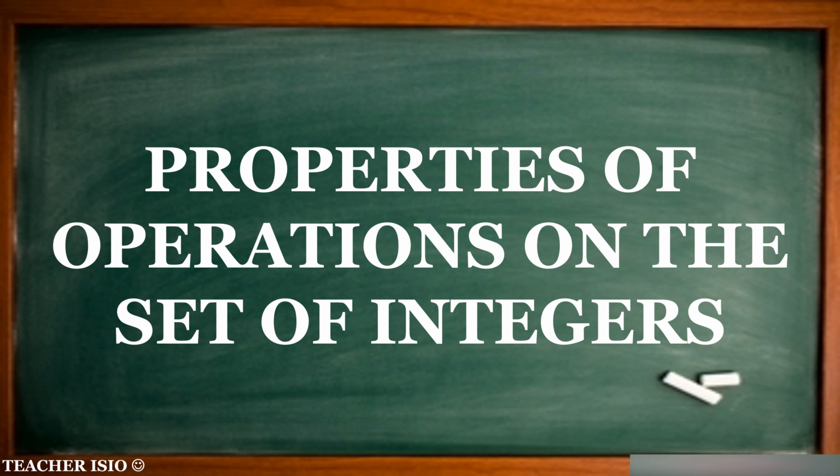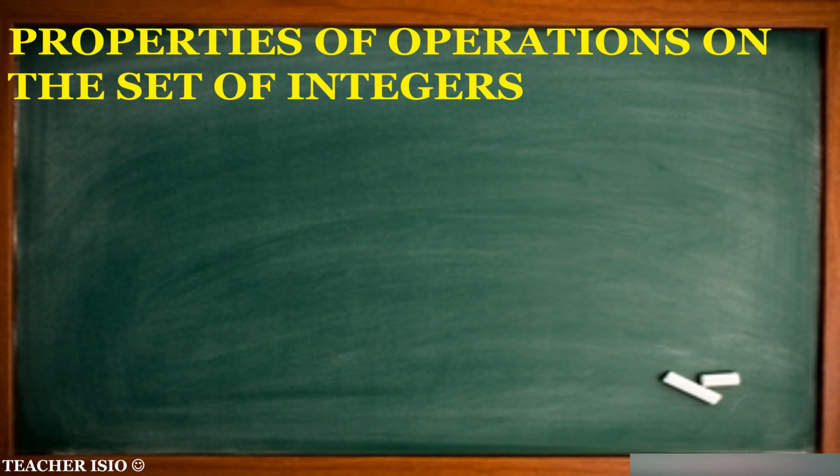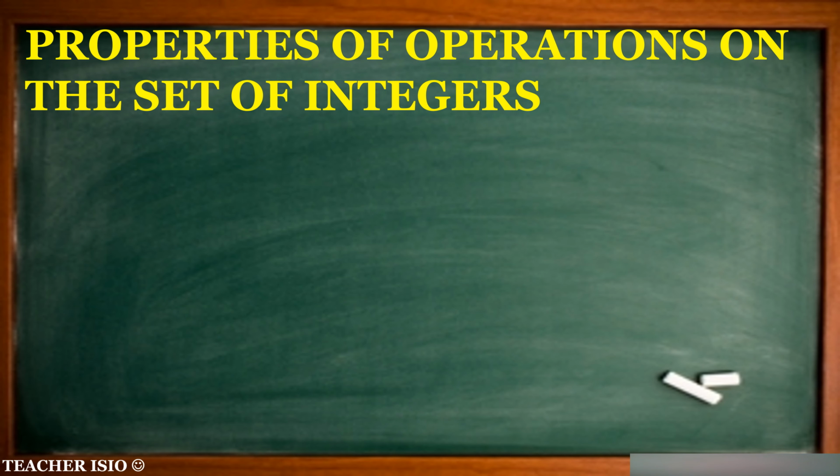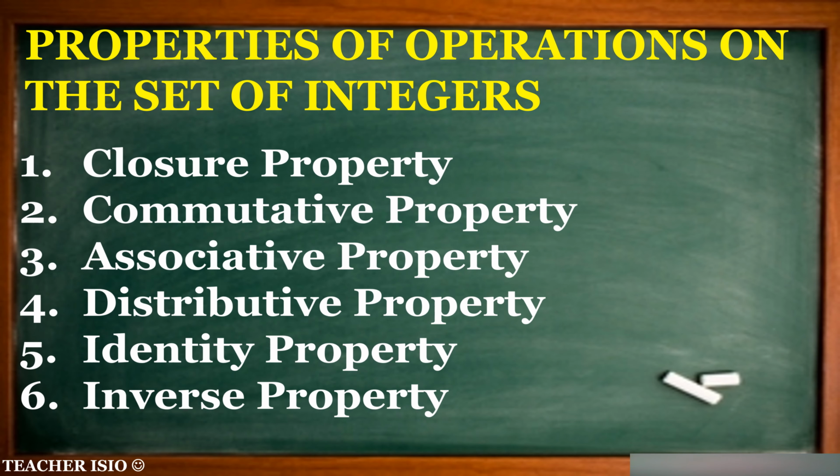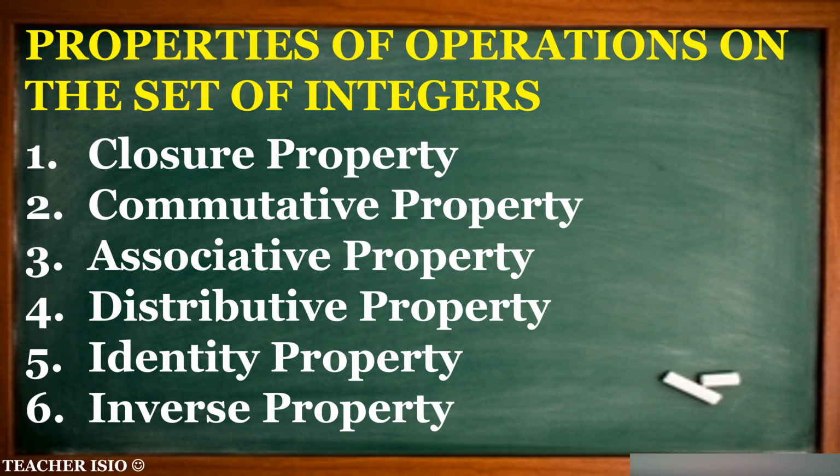Magandang araw mga kabilang! Ngayon ang pag-uusapan natin ay properties of operation on the set of integers. May iba't iba tayong properties of operation on the set of integers. Una, closure property. Pangalawa, commutative property. Pangatlo, associative property. Pang-apat, distributive property. Panglima, identity property. At ang pang-anim ay inverse property.